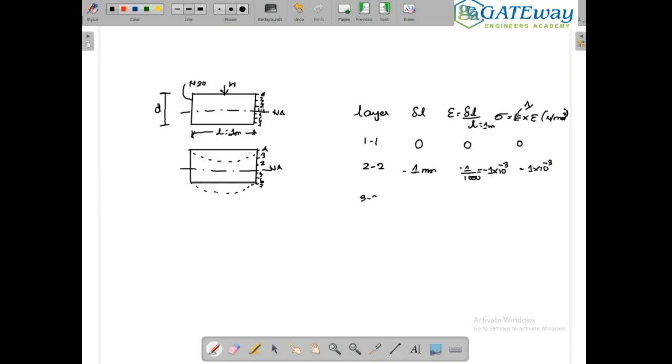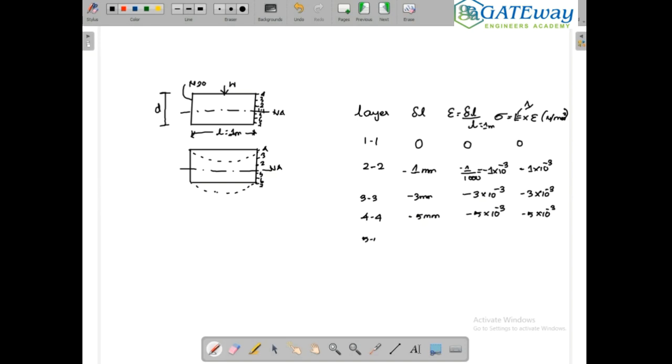Similarly for the third layer, take it as minus 3 mm. Okay, it is compressed by 3 mm. Then what will come? Minus 3 into 10 power minus 3. Here minus 3 into 10 power minus 3. Layer 4, take it as 5 mm. So minus 5 into 10 power minus 3.